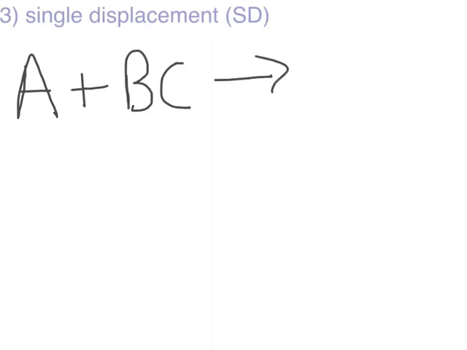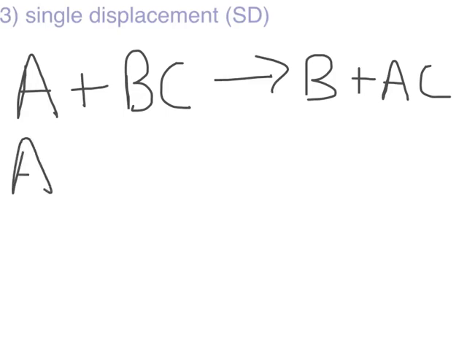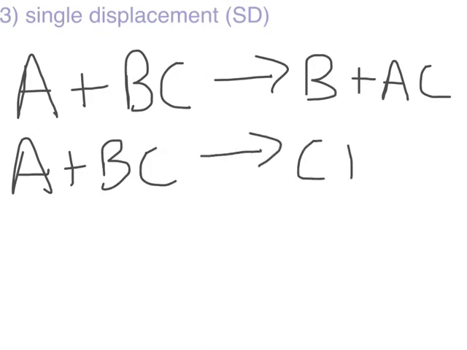A single displacement reaction takes on the general characteristics of this. Watch. A plus BC yields B plus AC. It can also take on the form, if you start off with A plus BC, it could also be C plus BA. Okay, and it depends on what you're dealing with in terms of metals and nonmetals. We'll get to that in a second.